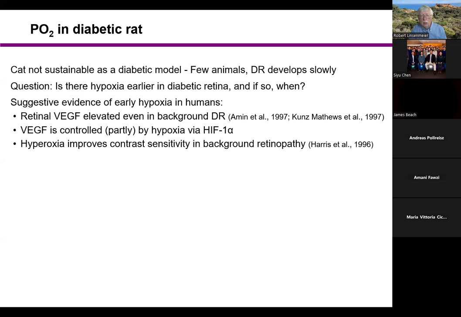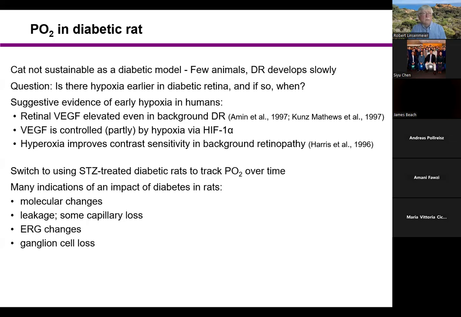So there is this evidence that there's hypoxia before we actually see major vascular problems. So we switched to using streptozotocin-treated diabetic rats because that allowed us to track PO2 over time. And there are many indications that these rats have signs of diabetic retinopathy. There are molecular changes. There is leakage that many groups have reported. There's some capillary loss. And we ourselves have seen ERG changes and ganglion cell loss, which other groups have also reported.